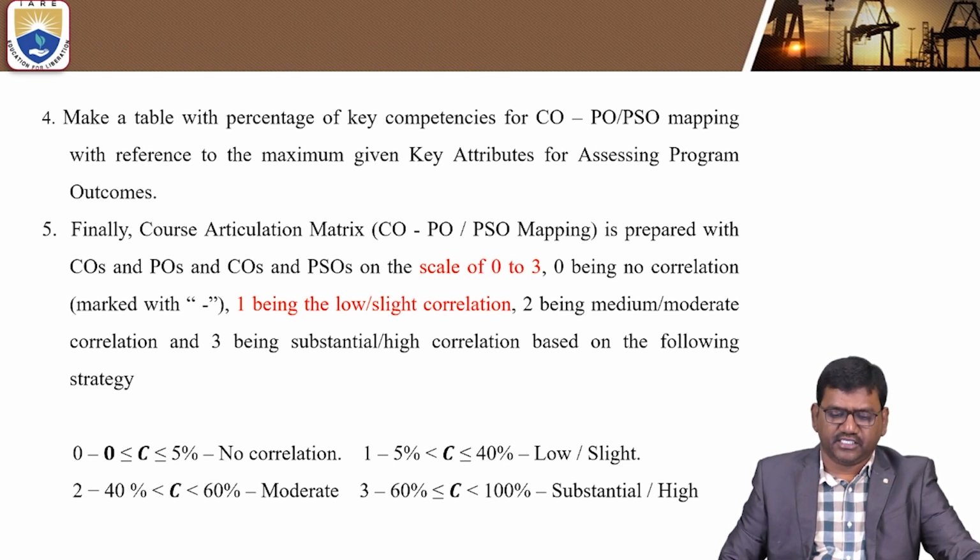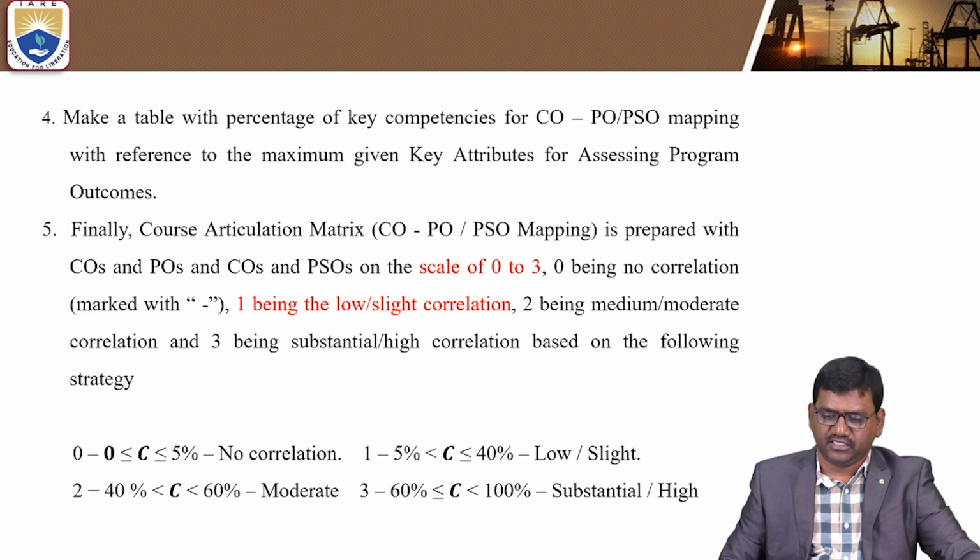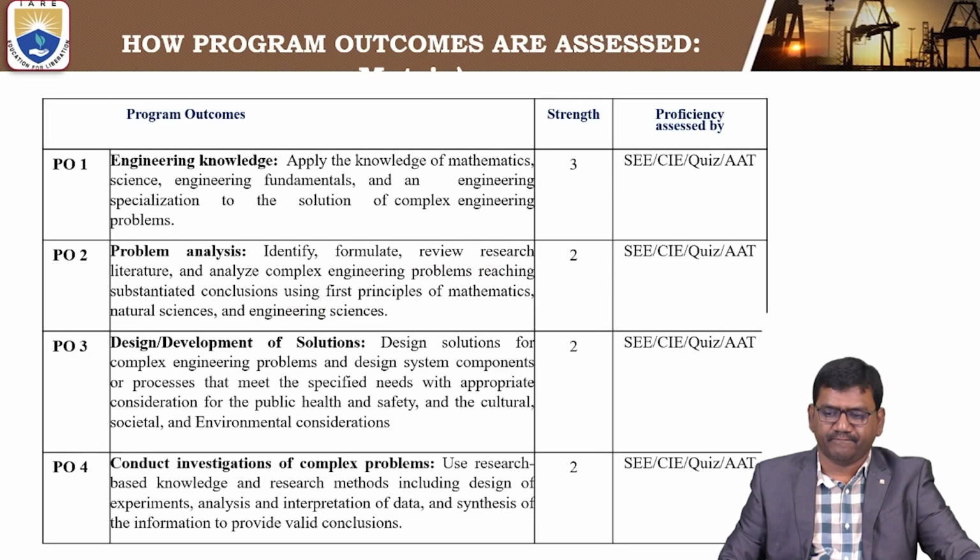If the value is 0 to 5%, there is no correlation. One is marked if the course attribution matrix is 5 to 40%, 2 for 40 to 60%, and 3 for 60 to 100%.